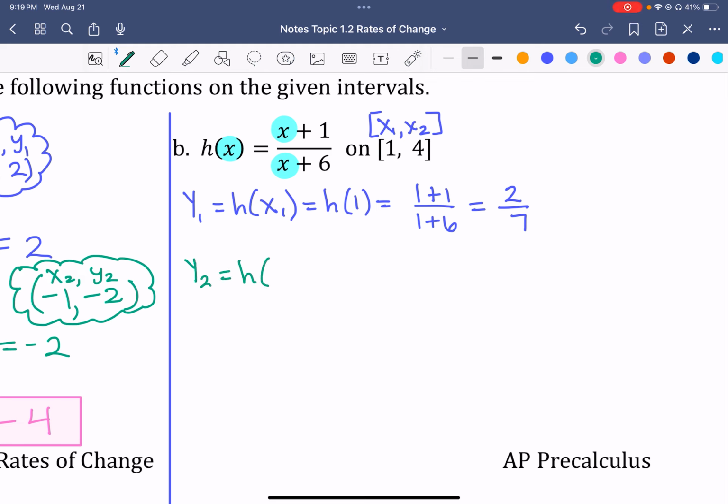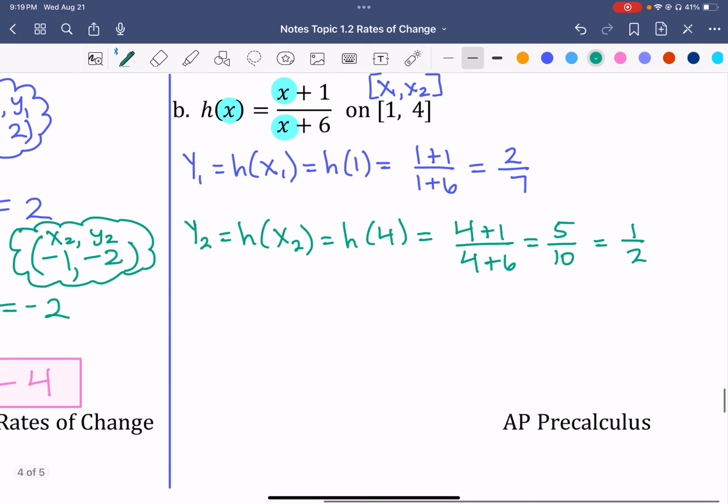To find that, I need to plug in x sub 2 into the function of h, which would end up being h of 4. If I plug that in, I'm going to have 4 plus 1 over 4 plus 6, which is 5 over 10, which reduces to 1/2. If I take those numbers and find the average rate of change, I'm going to subtract the y values, which are 1/2 minus 2 over 7, and that is being divided by my x values, which is 4 minus 1.